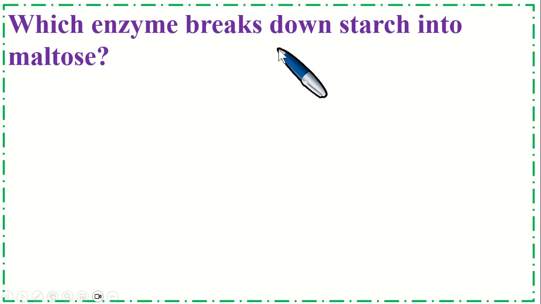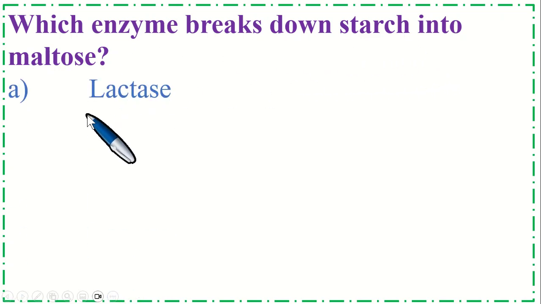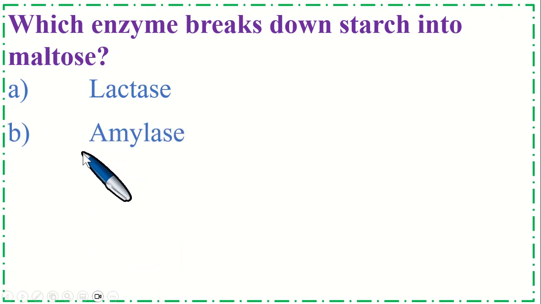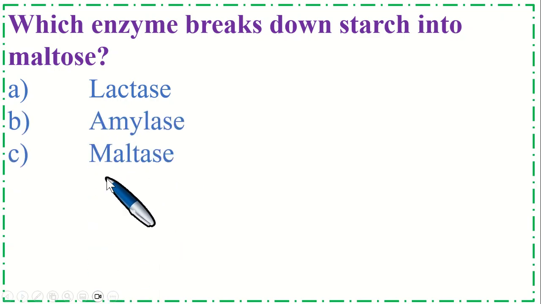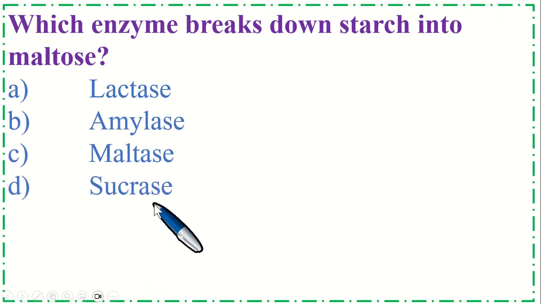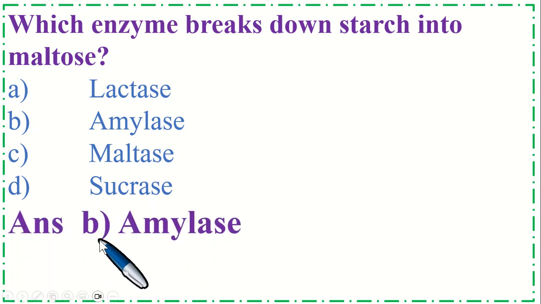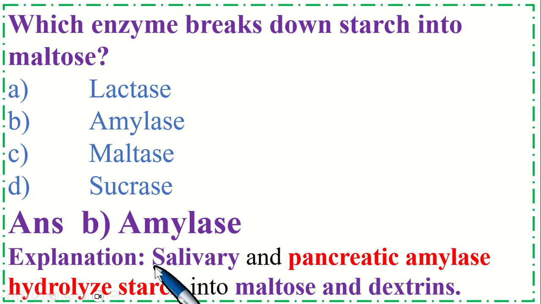Which enzyme breaks down starch into maltose? Option A lactase, B amylase, C maltase and option D sucrase. So the correct option is B amylase. Explanation is salivary and pancreatic amylase hydrolyze starch into maltose and dextrins.